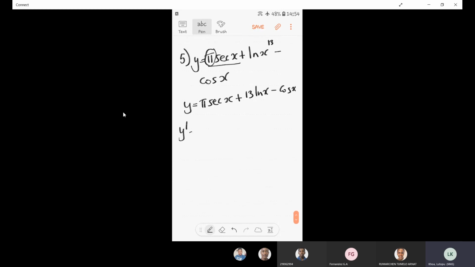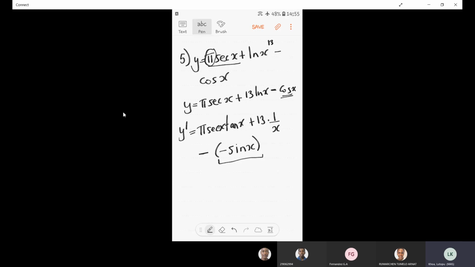So y prime, this is equal to pi times the derivative of sec x. This is sec x tan x. Then the derivative of 13 ln of x, this is just 13 times the derivative of ln of x. Ln of x is d4 on your table, so it's times 1 over x. And then minus the derivative of cos x. The derivative of cos x is minus sine x, so it's minus negative sine x. So this minus is that one over there, and this is the derivative of cos x.